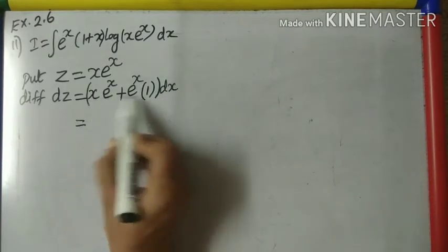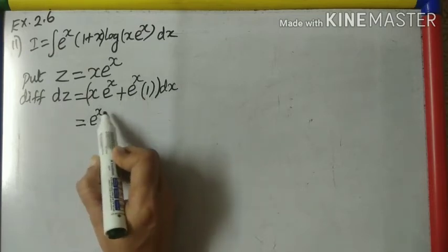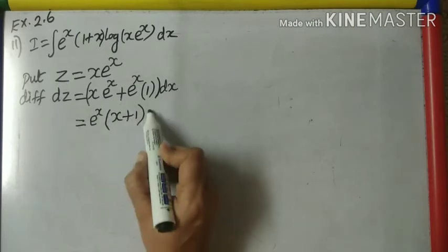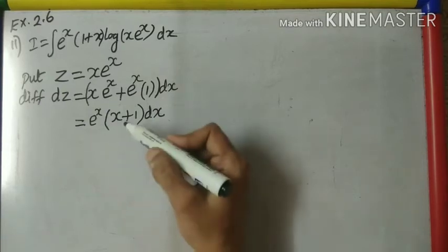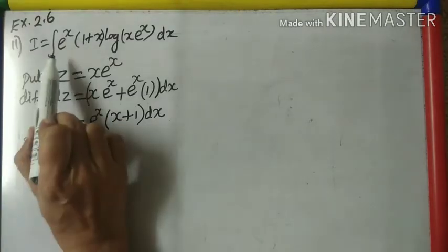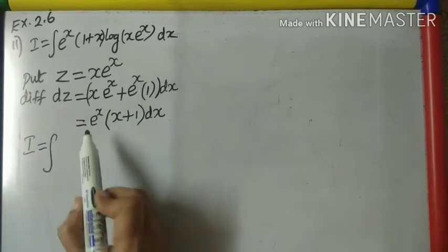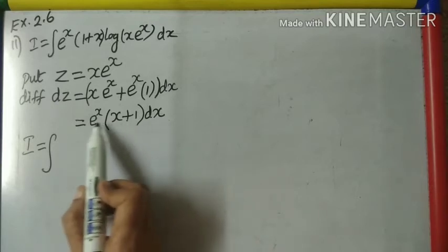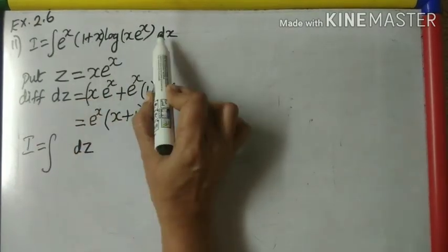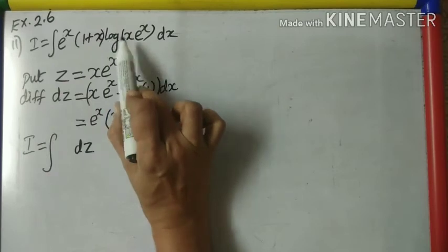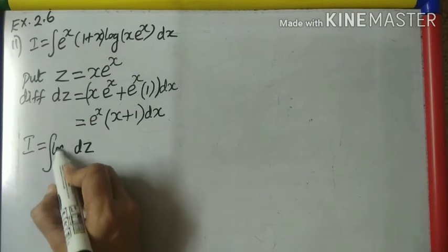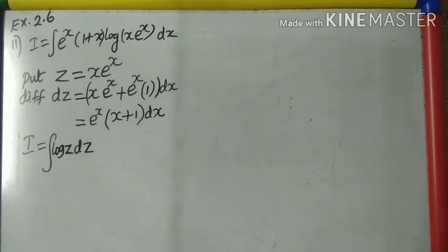Now see, in both the terms, e power x is common. If I take it out, here x is left out, here 1 is left out, into dx. Put all this back in the question. I equals integral e power x, 1 plus x dx, e power x, x plus 1 dx. All this together I will write only dz. So this is over. What is left out? log x e power x. x e power x is what? z. So I am left with log z dz.